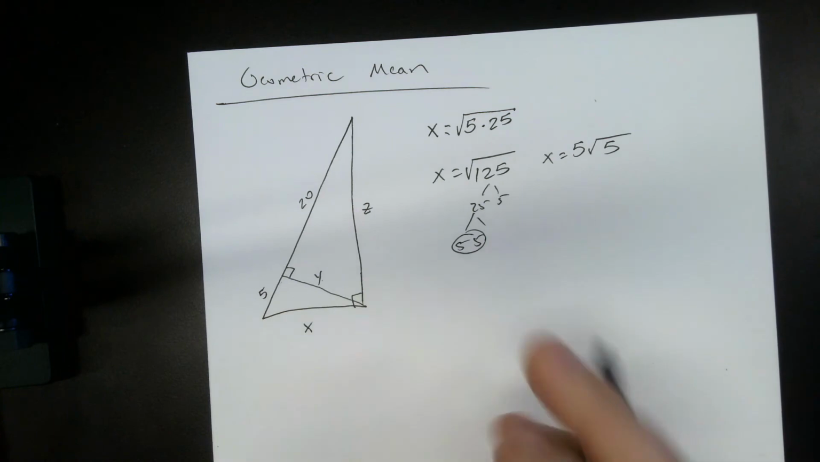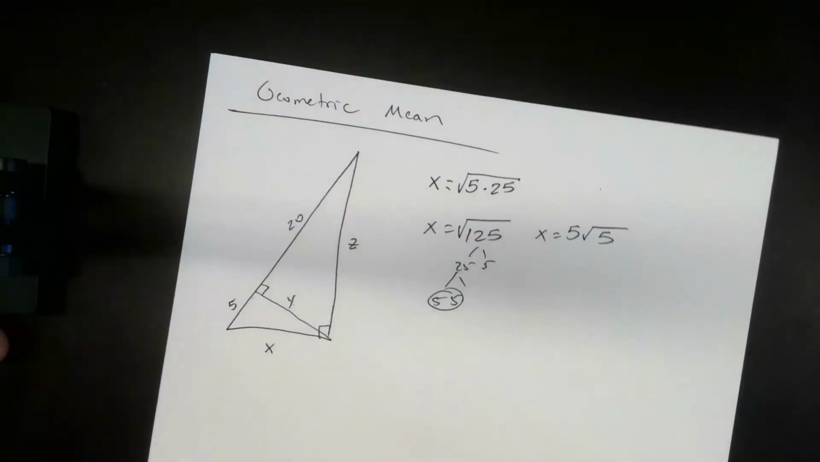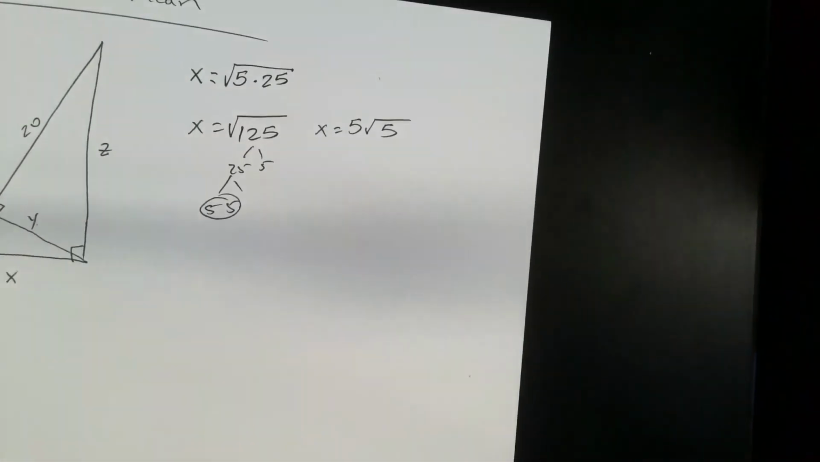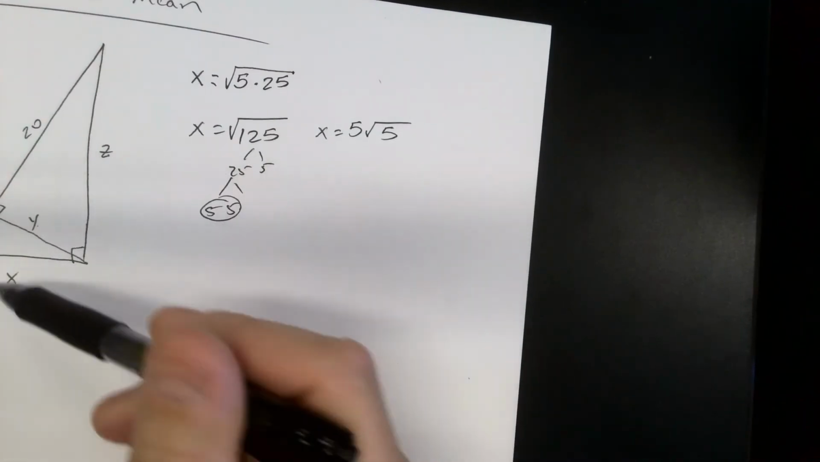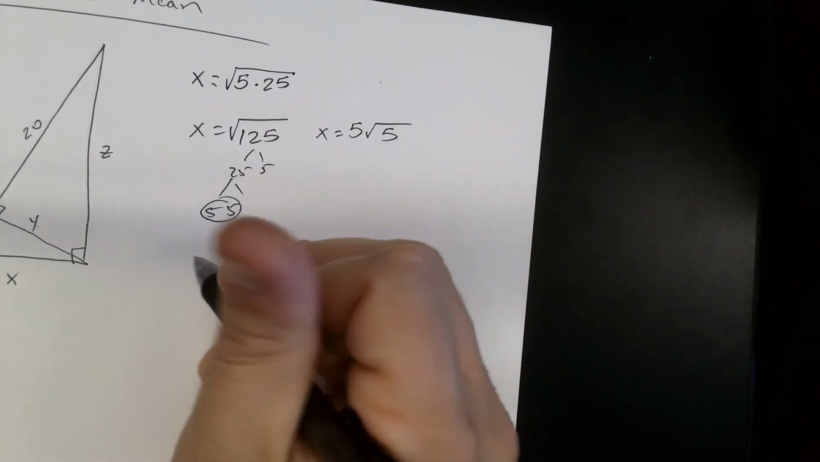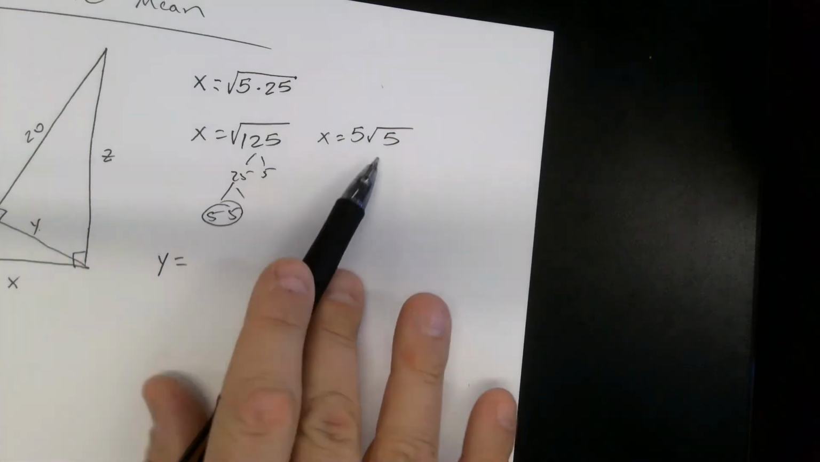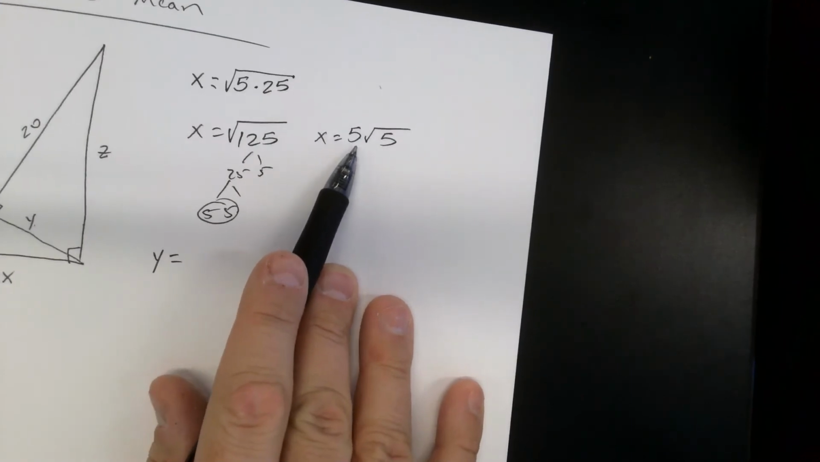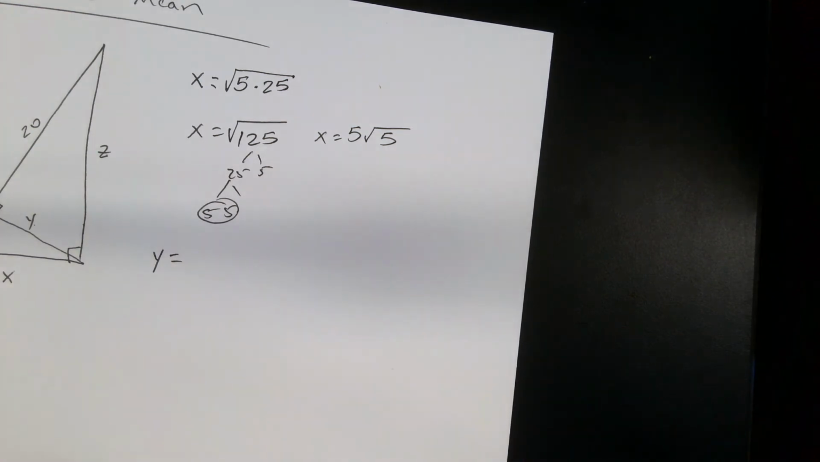All right, let's move on to Y. Sam asks whether the measure of the line is 5 square root of 5. Yes. But wouldn't the decimal ones be better? No, because this is a more exact answer than the decimal. What we'd do with the decimal is round it. This is a more exact answer than the decimal.